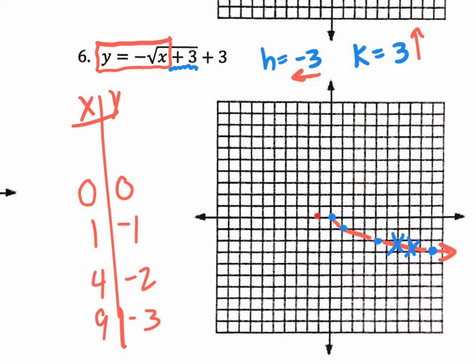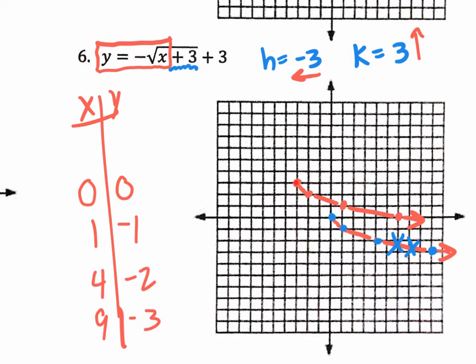So if I go 1, 2, 3 this way, and 1, 2, 3 this way, I'll have that coordinate right there. If I take this next one, 1, 2, 3 over, 1, 2, 3 up, I end up right there. If I take this coordinate, 1, 2, 3 over, 1, 2, 3 up, I end up right there. Wait, did I do that right? I think I did. And the last one, 1, 2, 3 over, 1, 2, 3 up, right on that x-axis. So here's my actual finished product graph.